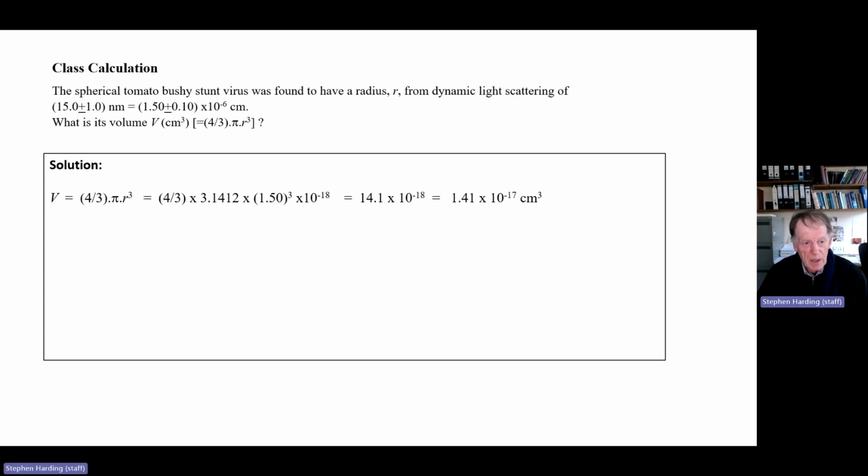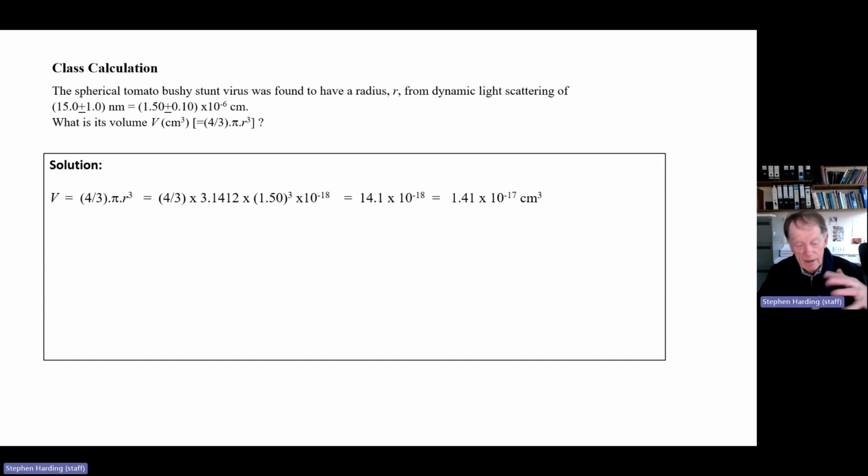So the first part is working out what the volume is, and it's 4/3 pi r cubed, so 1.5 cubed, and then 10 to the minus 6 cubed is 10 to the minus 18. So the volume is 14.1 times 10 to the minus 18, or in standard form, 1.41 times 10 to the minus 17 centimeter cubed. Now, how do we calculate the error?